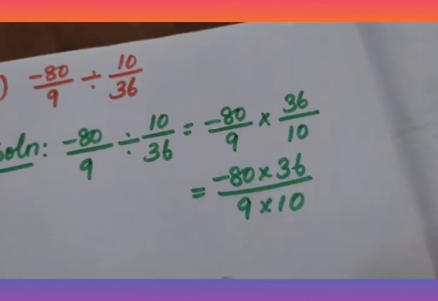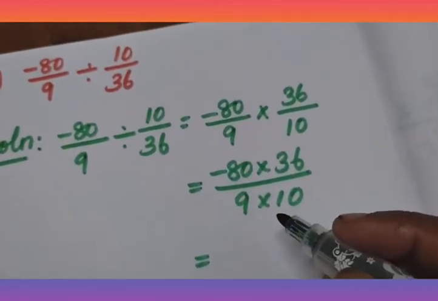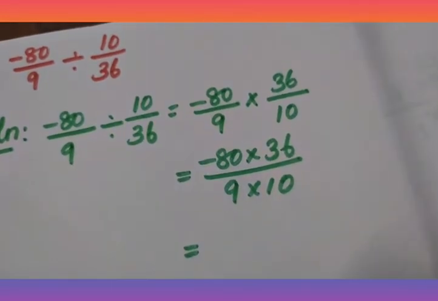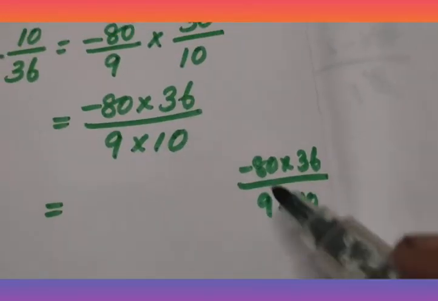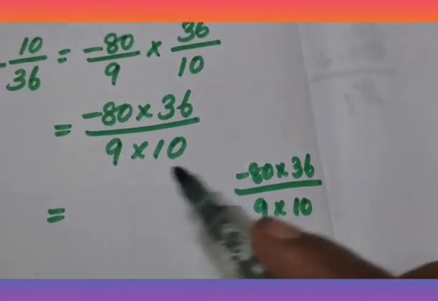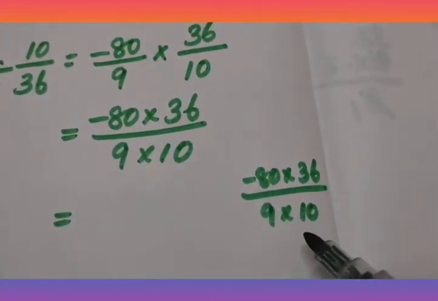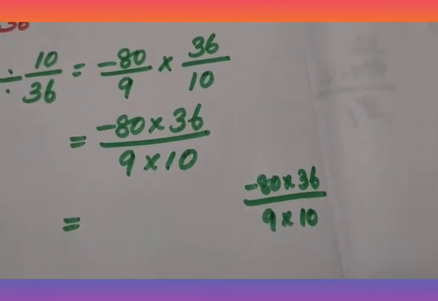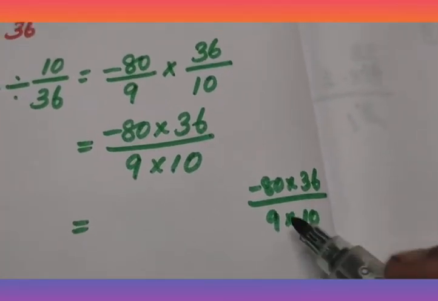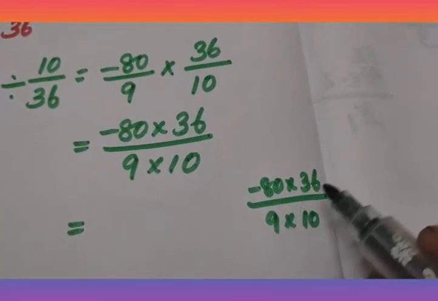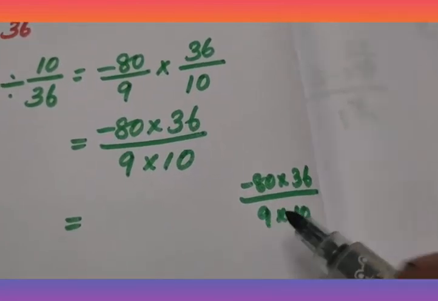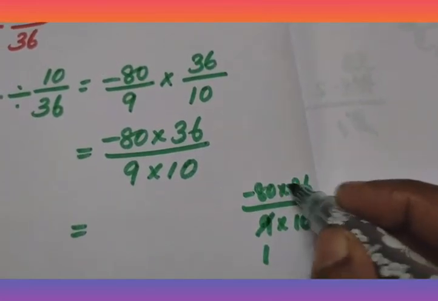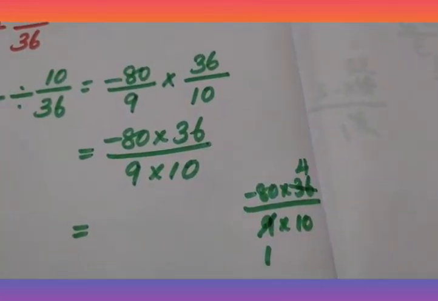Okay, 9 into 10. Okay children, now we can simplify the numerators and denominators. Before multiplying the numerator and the denominator, we can cancel the numbers. Okay, we can divide if possible. After that, the remaining terms we can multiply. See, 9 and 36 are in the 9th table, isn't it? So we can cancel 9 and 36. 1 9 is 9. 4 9s are 36.